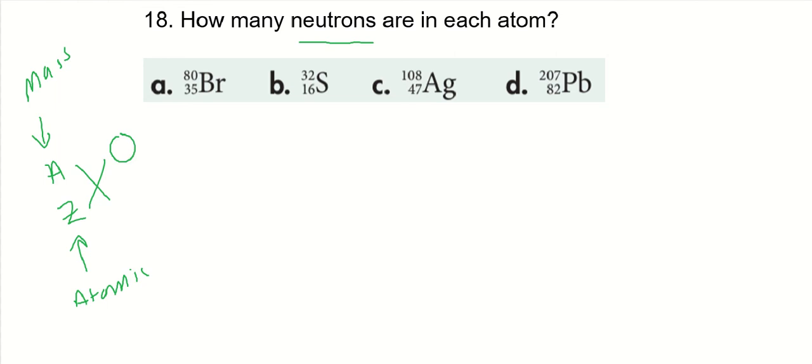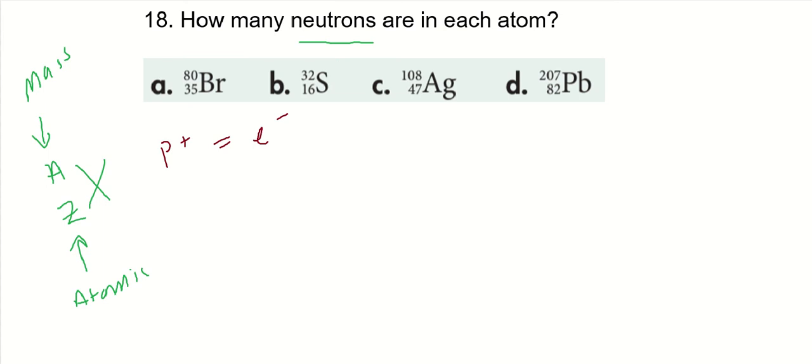And if it's an ion, you'll see the charge, plus or minus, up here. But these are all neutral. So what that tells us is the protons, which are positive, equal the electrons, which are negative, because these are, again, neutral atoms. There are no charges on there. So that's going to cut down some work.